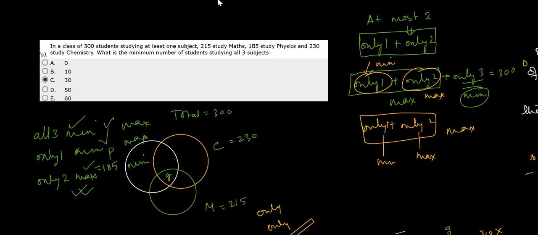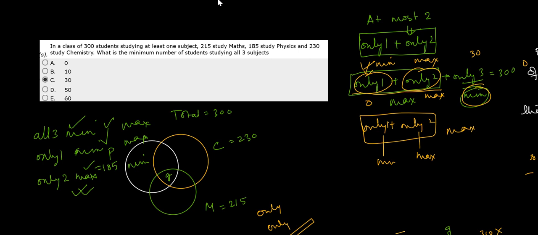This is the trickiest one. But you don't have to worry, because whenever you get this, you know that only 1 plus only 2 maximum will mean only 3 is minimum, right? And when only 3 is minimum, only 1 is minimum, only 2 is maximum, correct? So only 3 minimum we found out is 30.